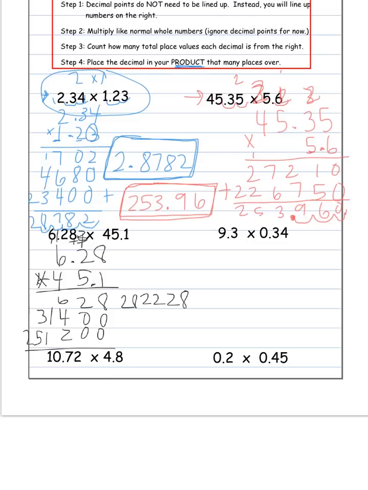Again, go back up to our factors here, the numbers that we were multiplying, and we count over how many spots there are. Well, on this first number, 1, 2, the decimal spot is 2 from the right, and on our second number, it is over 1 from the right. So that means that is a total of 3 spots. So on our answer, we count over 1, 2, 3, and that's where we drop our decimal point. So we have a final answer of 282 and 228 thousandths.